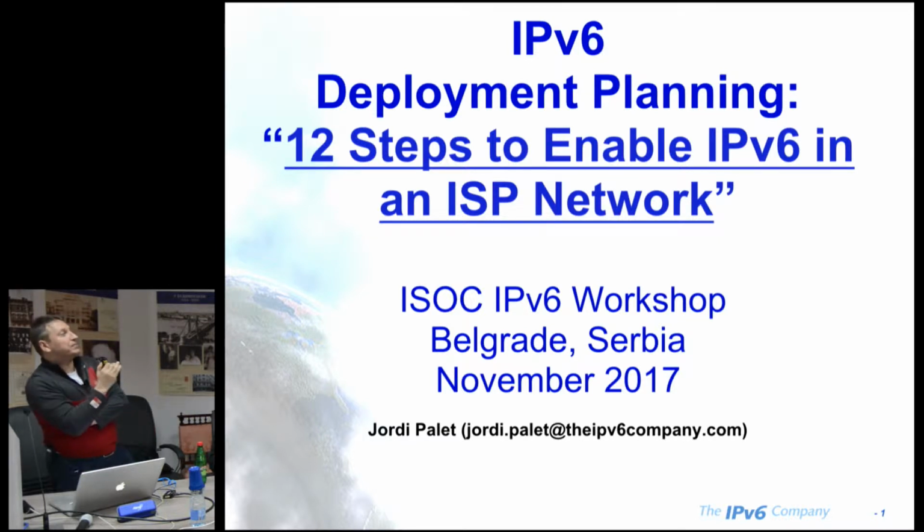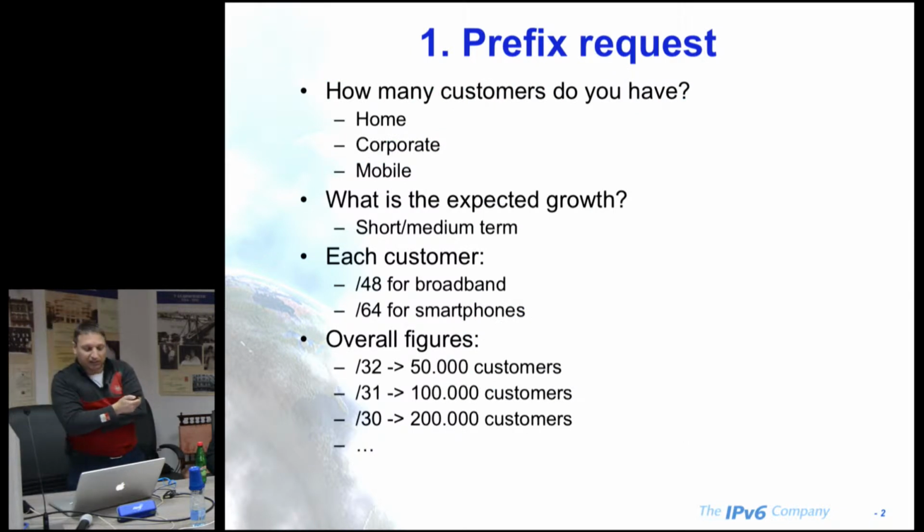And this is meant basically for ISPs, but it's very, very close if you are an enterprise network or a government network or something like that, okay? So the first thing is requesting the prefix. One of the bigger mistakes that people make is they go to RIPE and they say, give me an IPv6 prefix, which is wrong.